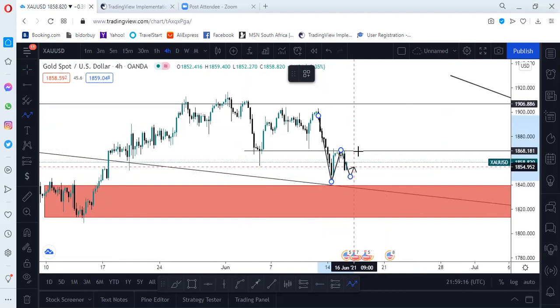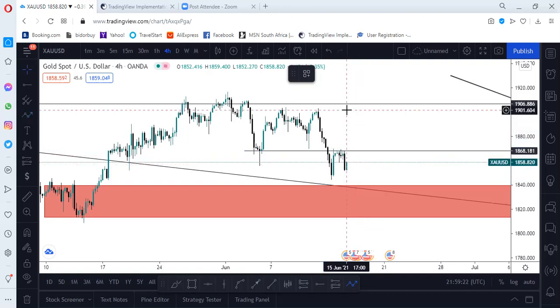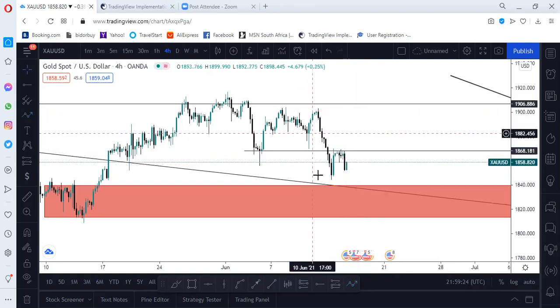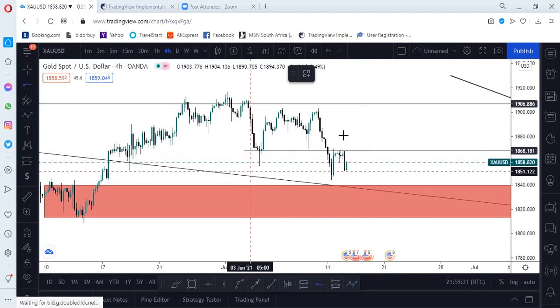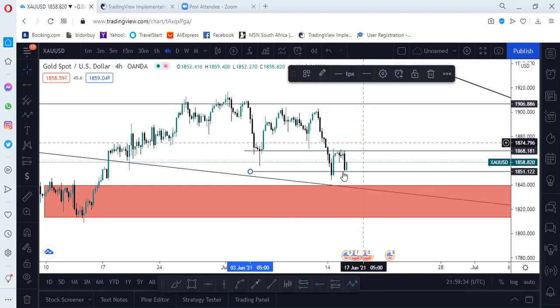So now the support here must be respected, because it's another level of sensitivity. Price is respecting this level right now.